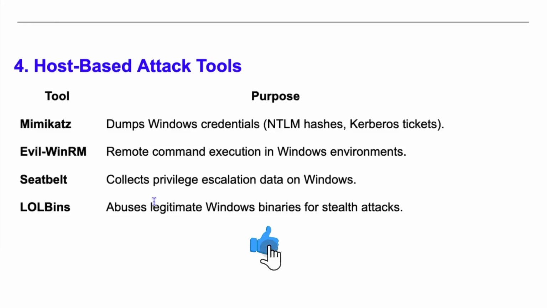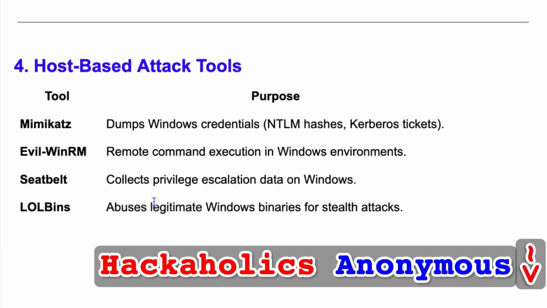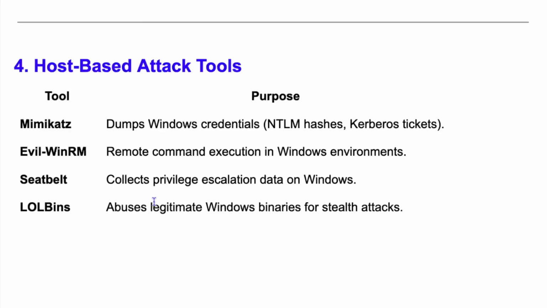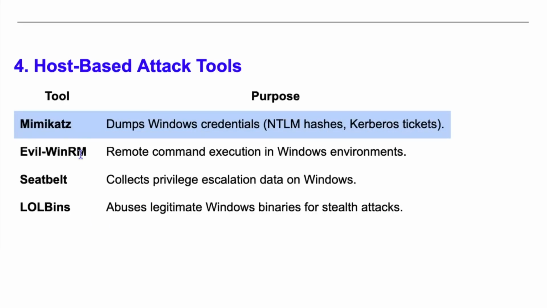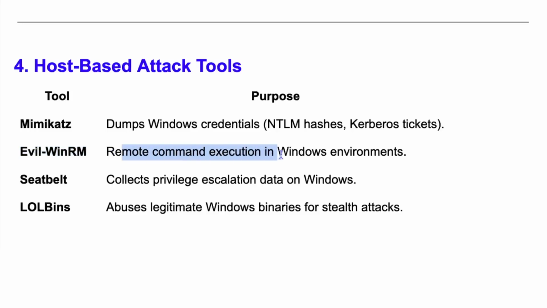Now, as a quick run through, we're just going to review all of the tools that we just talked about. We definitely talked about Mimikatz, EvilWinRM, Seatbelt, LOLBins, and then there was Juicy Potato, which is just such a funny word. Mimikatz is what's used to dump Windows credentials, for example NTLM hashes or Kerberos tickets. It's very, very powerful. EvilWinRM is for remote command execution in Windows environments. Windows WinRM is for remote execution, right? But EvilWinRM is used for command execution in Windows environments maliciously, as the name implies. It's not very subtle, that name.